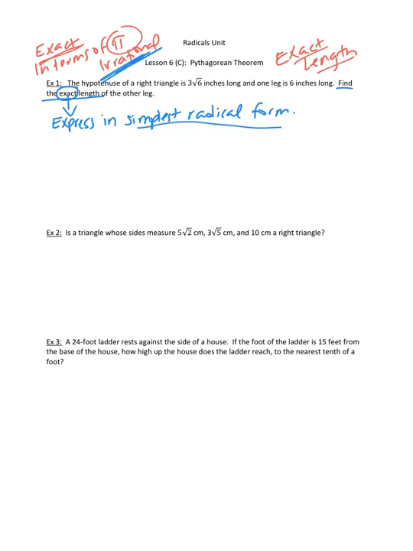And so if it involves an irrational number in the form of a radical, that means you simplify your radical. Example 1 says the hypotenuse of a right triangle is 3 radical 6 inches long and one leg is 6 inches long. Find the exact length of the other leg. So they're describing a right triangle that looks like this. The hypotenuse measures 3 radical 6 and one leg measures 6. You need to find x.